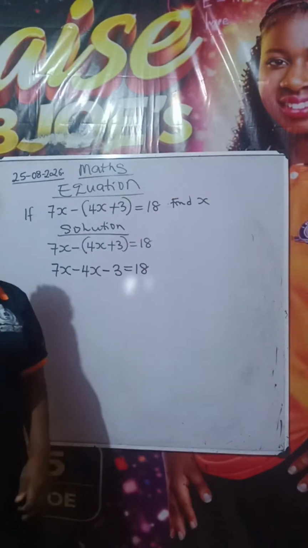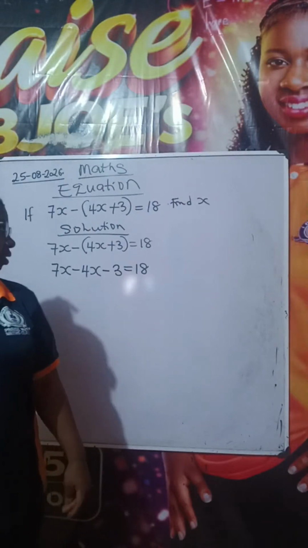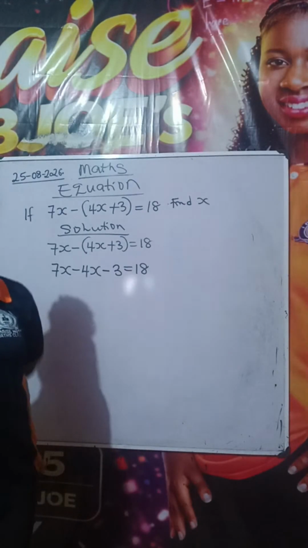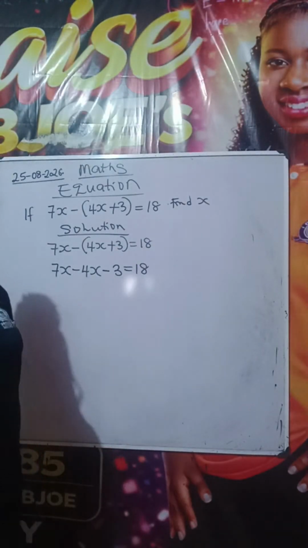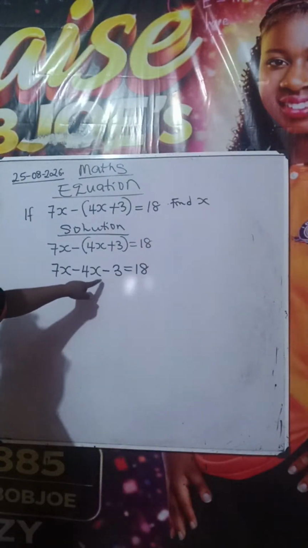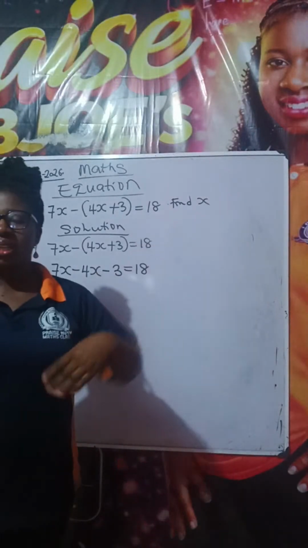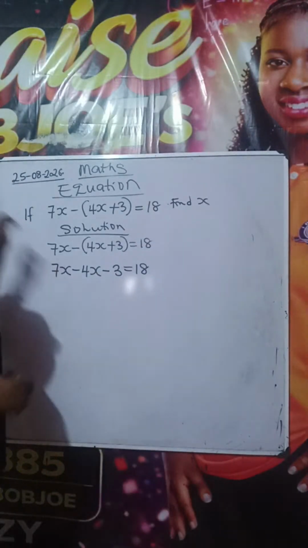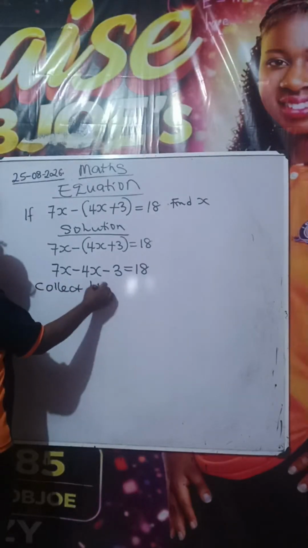Then what next again? So what do we do next? Now look at it. Next thing to do now, you see this x is there, but this 3 is not carrying x. That means we are going to collect our like terms. Okay, so I'm going to state it. Collect like terms.